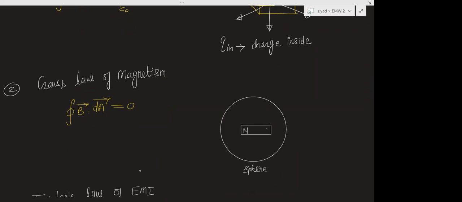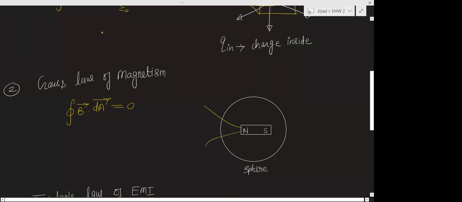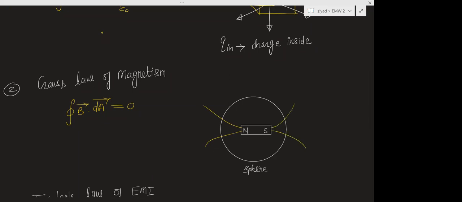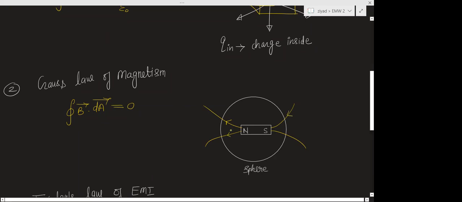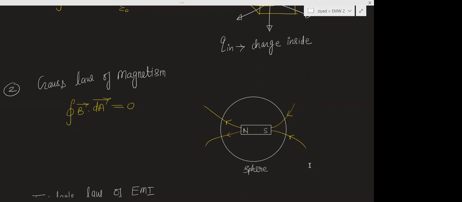This is the north pole of the magnet and this is the south pole. The magnetic field line through this magnet will be like this, starting from the north pole and entering the south pole. Now, what is the leaving flux here? This is the leaving magnetic flux, and this is the entering magnetic flux. So the leaving magnetic flux is equal to the entering magnetic flux. Both are equal. So what will be the net magnetic flux?